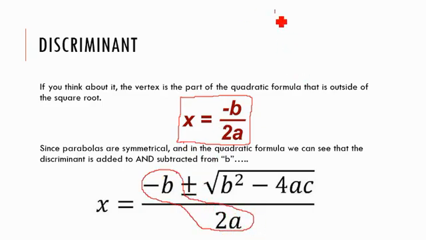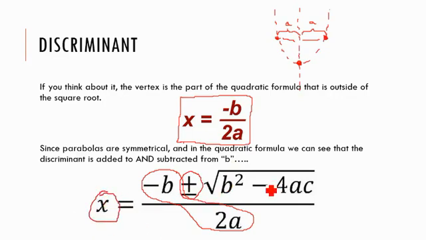Now, since parabolas are symmetrical, the vertex is the same horizontal, here's the axis of symmetry. The intercepts are going to be the same horizontal distance away from the vertex. So this distance here will be the same as this distance here. And that's why we add and subtract to find the x value for our intercepts. And we're adding and subtracting the same number. Therefore, the distance is the same.